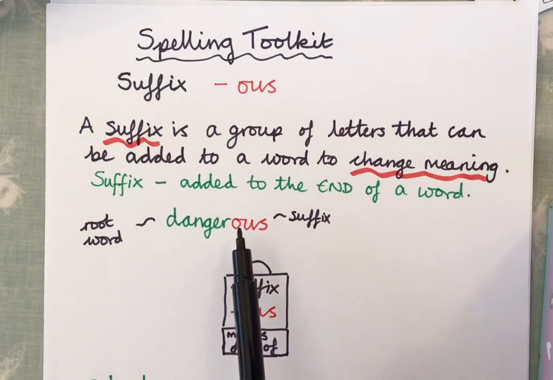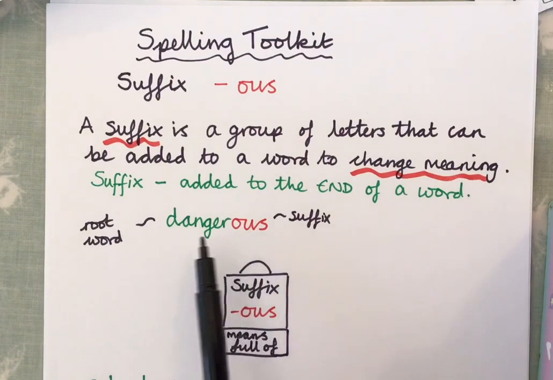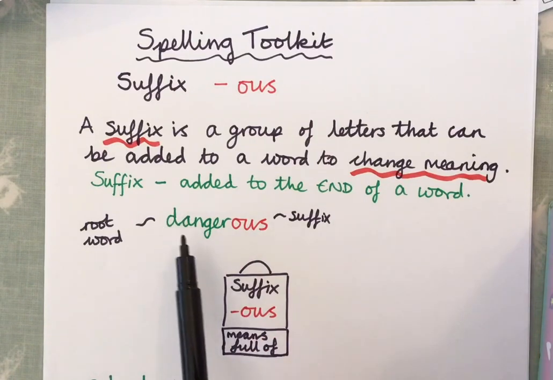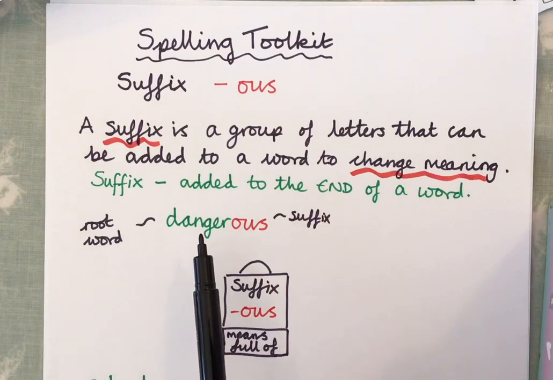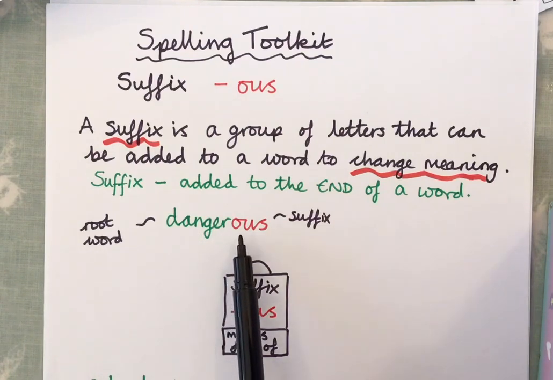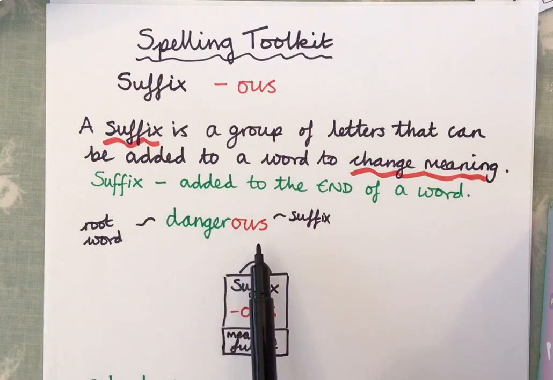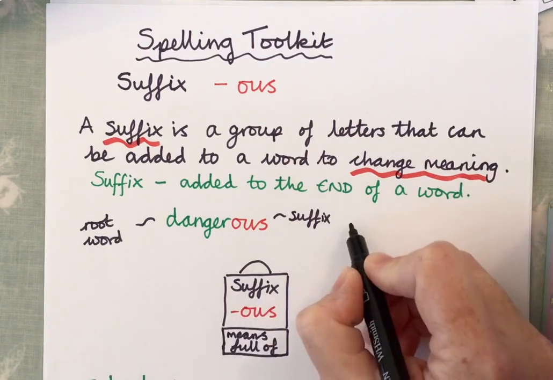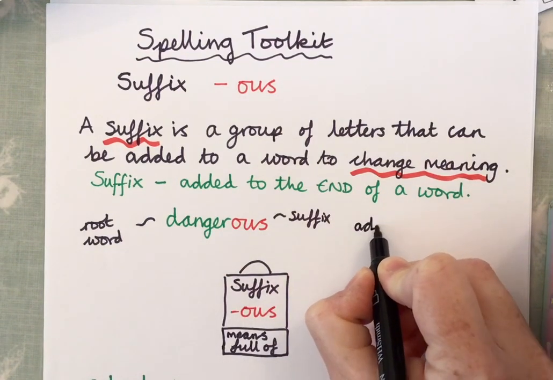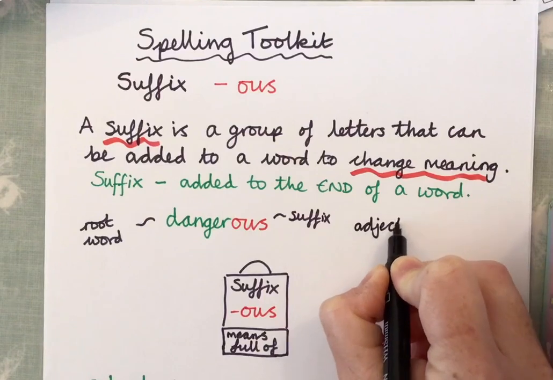So when we add the suffix -ous to the end of a word, we turn a noun, here danger, the name of something, into an adjective by adding -ous: dangerous. So it could describe something. For example, the journey was dangerous. It's describing the journey. So that is now an adjective, which is a describing word.